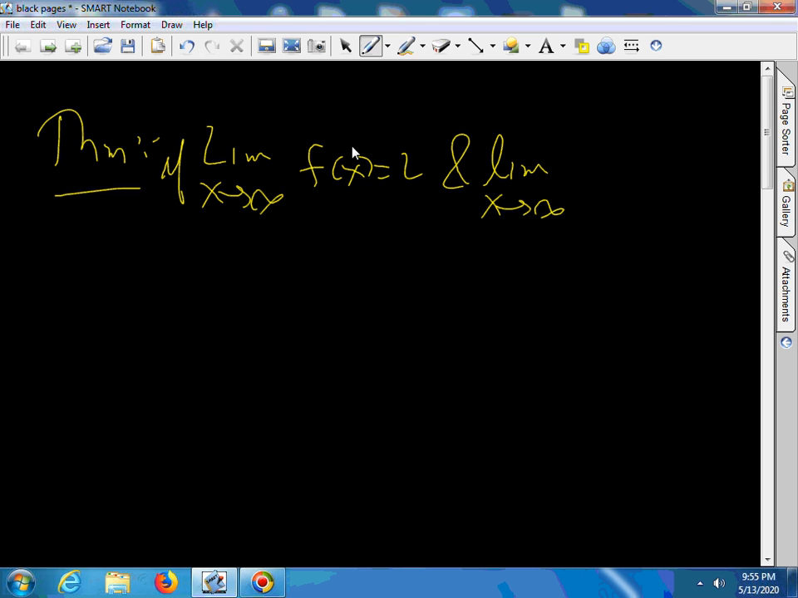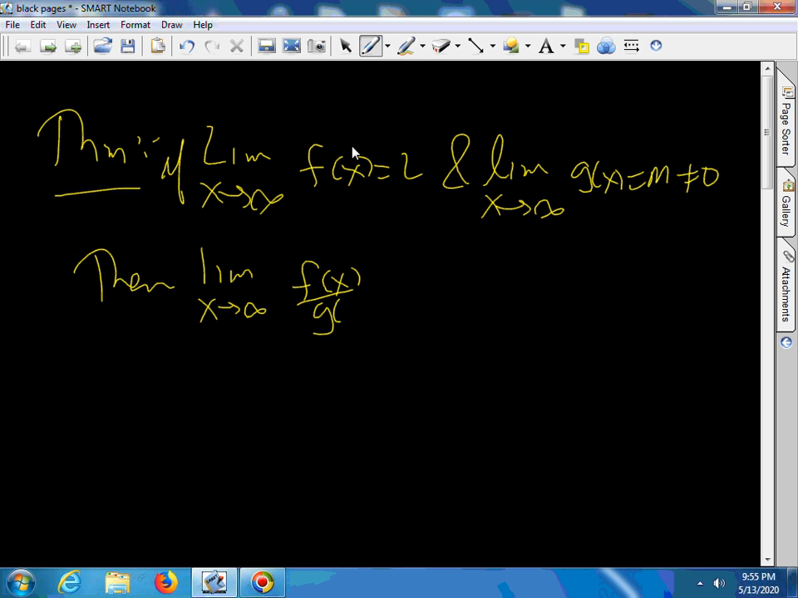Theorem. If the limit as x goes to infinity of f of x is L, and the limit as x goes to infinity of g of x is m, and m is not 0, then the limit as x goes to infinity of f of x over g of x is just L over m.